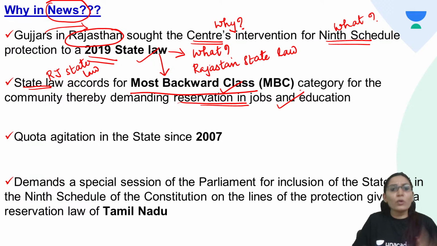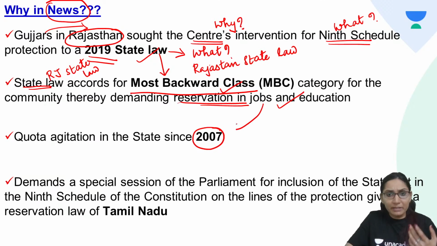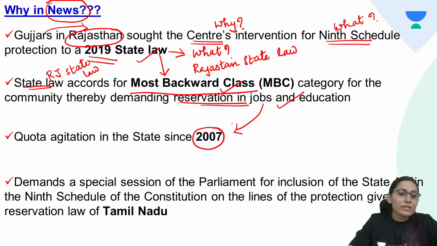Now, the quota agitation has been there in the state since 2007. The Gujjar community has been demanding reservations in jobs and education since 2007. And the state law accords them most backward class category. According to Rajasthan state law, they are one of the most backward categories or backward classes.